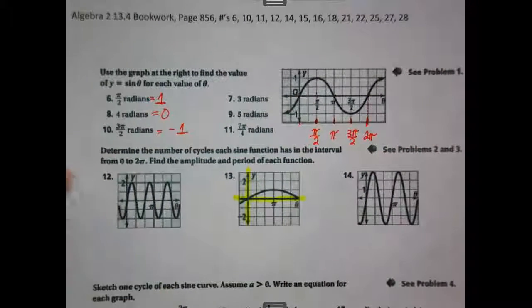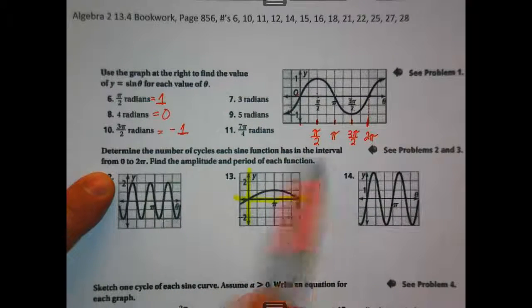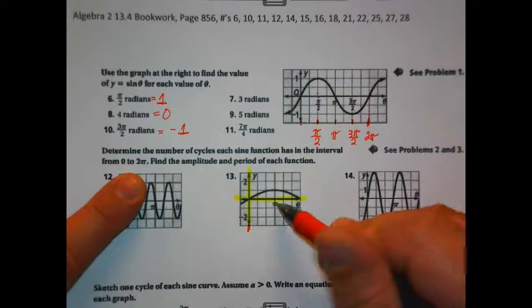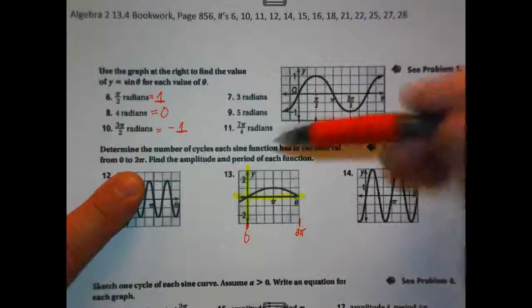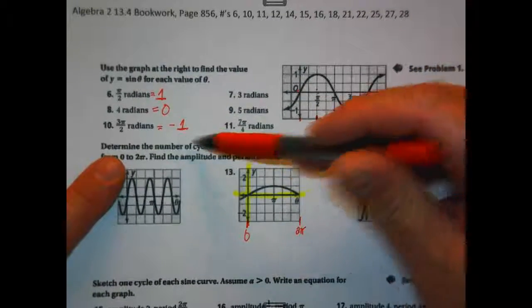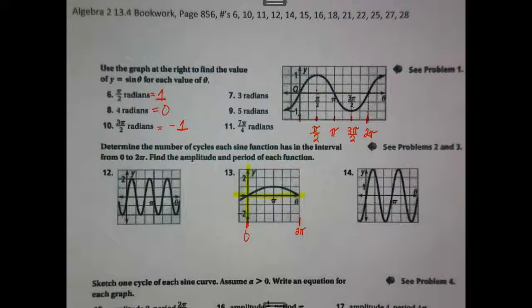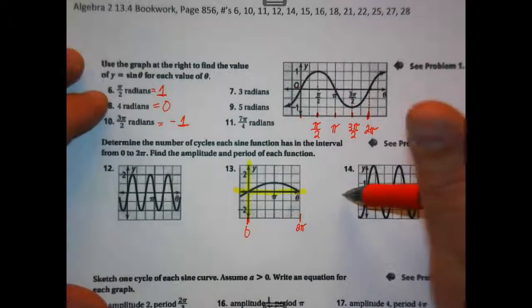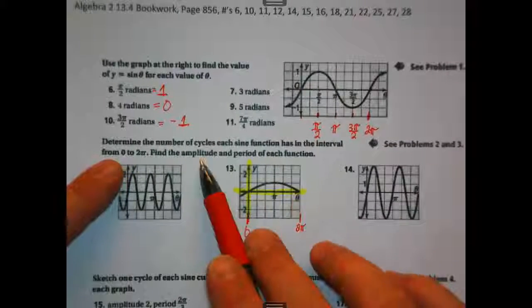They want us to find the number of cycles each sine function has in the interval from 0, so from here to 2 pi, and this is pi, so this has to be 2 pi here. The number of cycles. Is this a full sine cycle? No, it's half a sine cycle. It's going from 0 to 0. If it was going from 0 to 0 to 0, then it would be a full cycle. Okay, so what do we have to find? Find the amplitude.